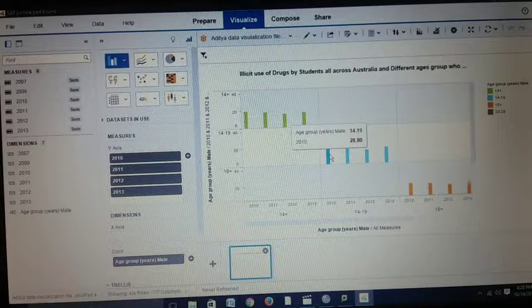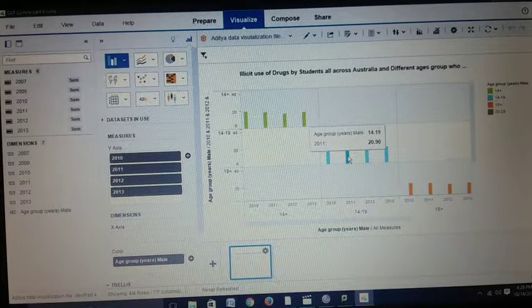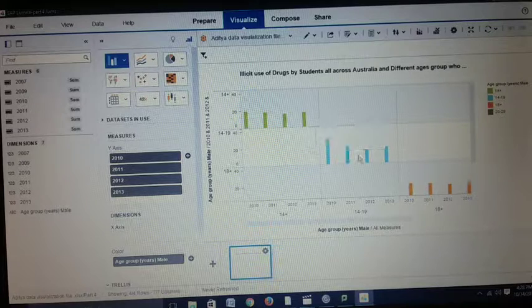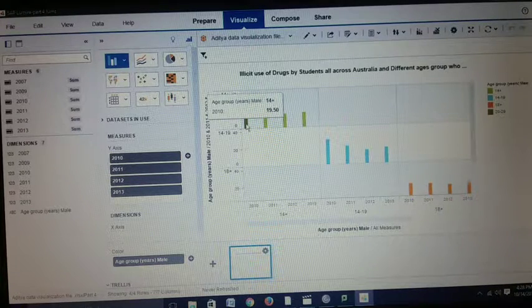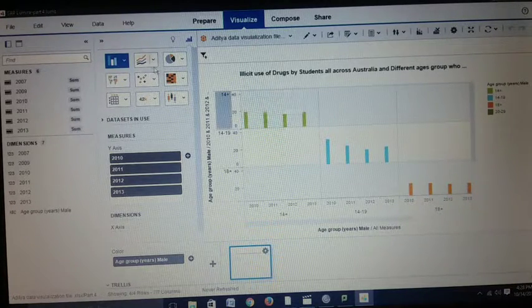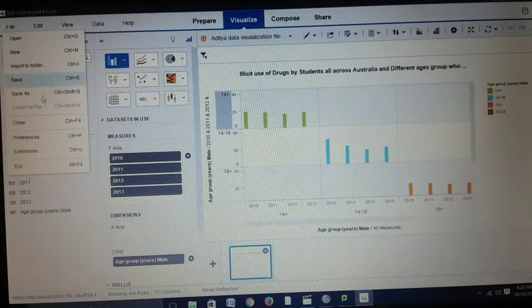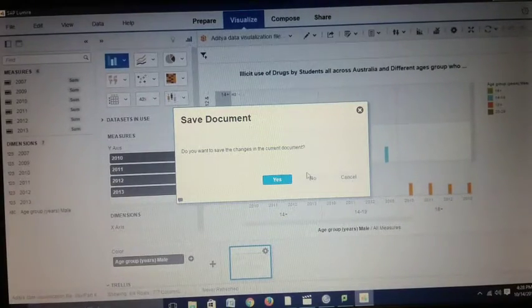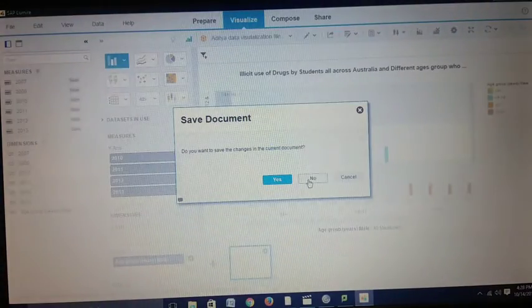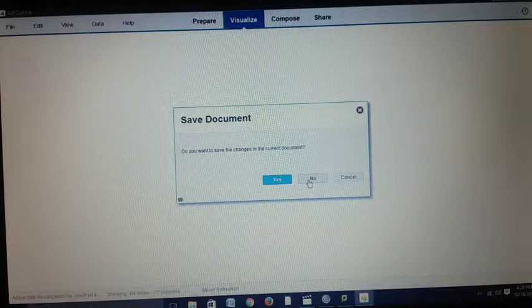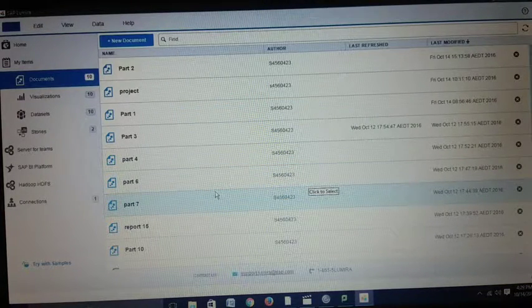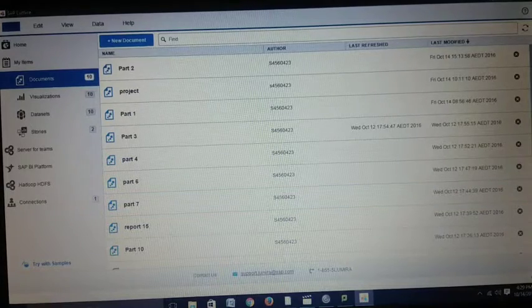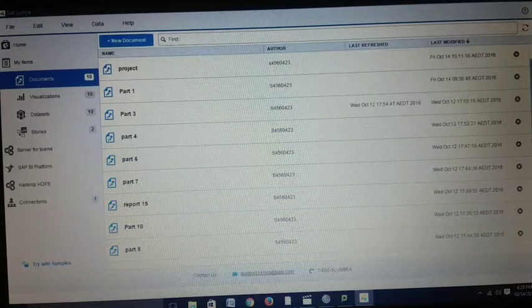Like in 2010, it has used 28.80. In 2011, it has used 20.90. After the age group 14 to 19, the age group 14 plus has used the maximum amount of drugs, that is 19.50 in 2010 and 18.20 in 2011. As it concludes, the maximum number of drugs are used by teenagers with a minimum age of 14 and a maximum age of 16. Now, moving to the fifth chart.